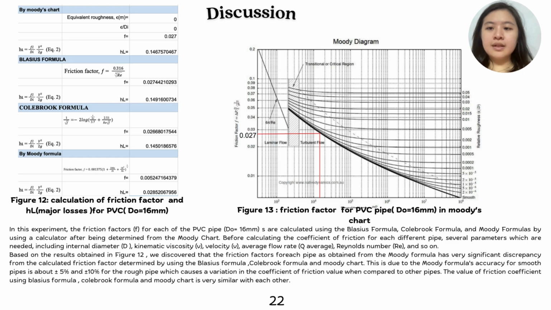When we refer to Figure 12, we can see the same situation happens here. The Colebrook formula versus Moody's chart have similar friction factors and HL value, but the Moody's formula has a significant difference in this situation.